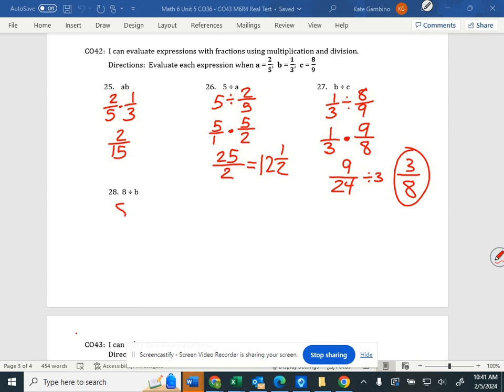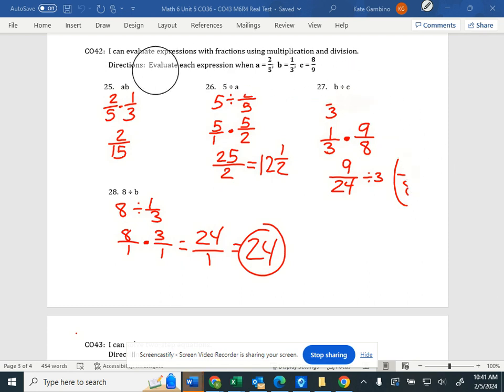And then 8 divided by B. So that's 8 over 1 times 3 over 1. 8 times 3 is 24. 1 times 1 is 1. So our answer is, I accepted the 24 over 1 or just 24. Any questions on that one? All right.